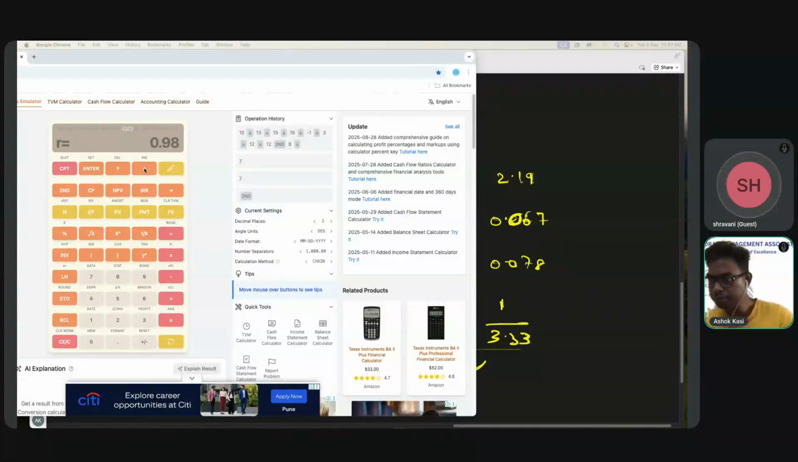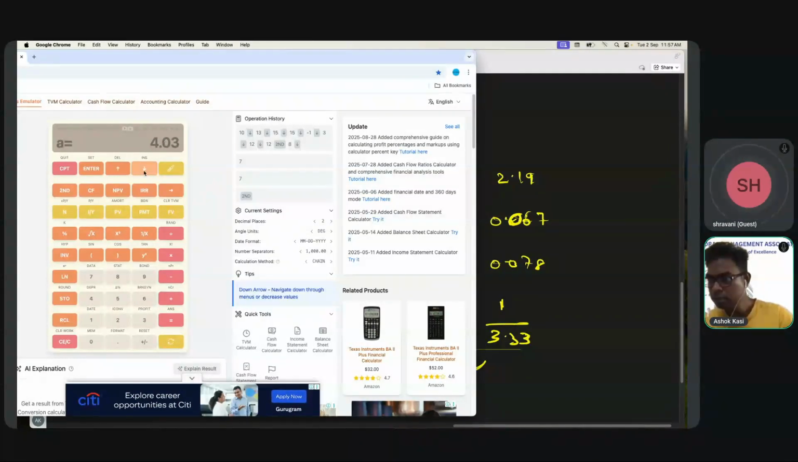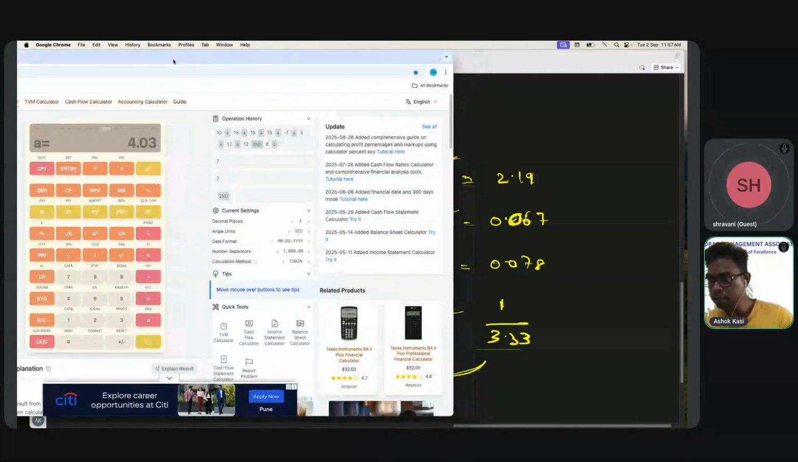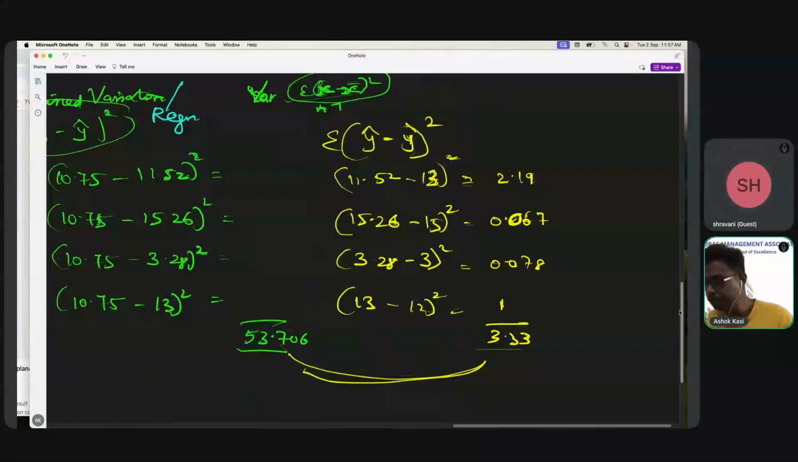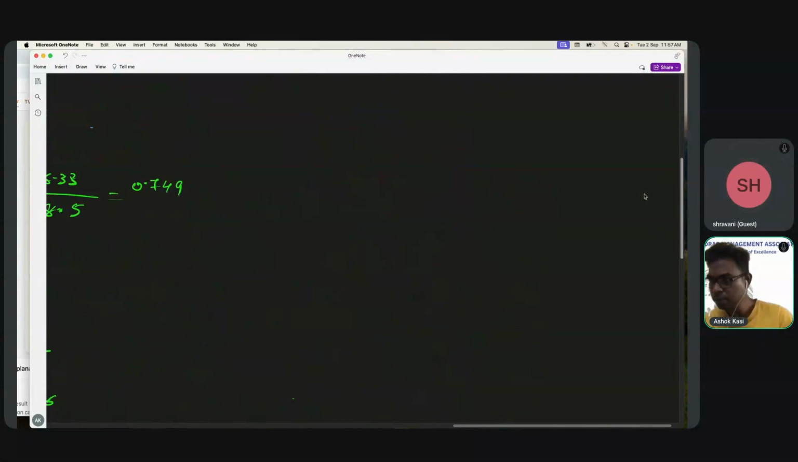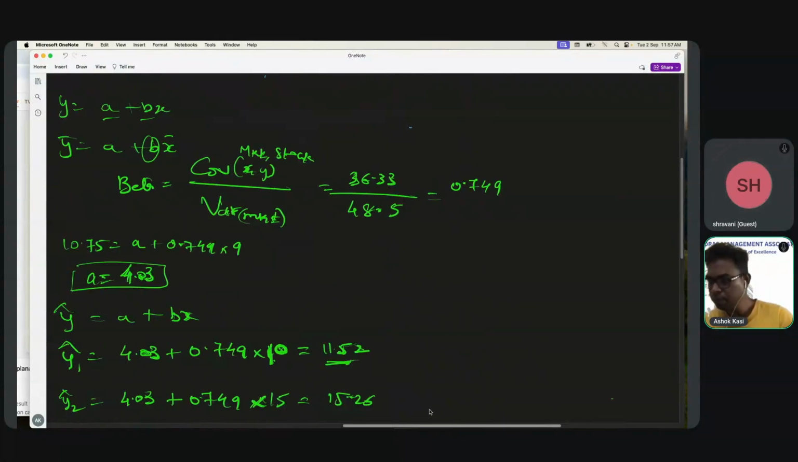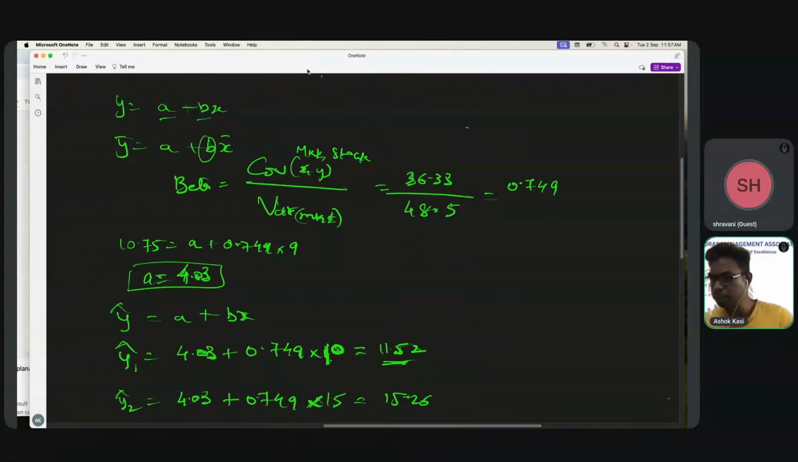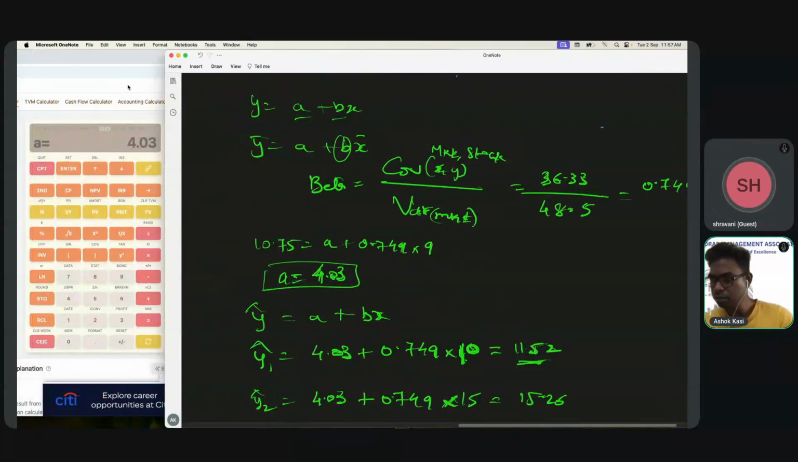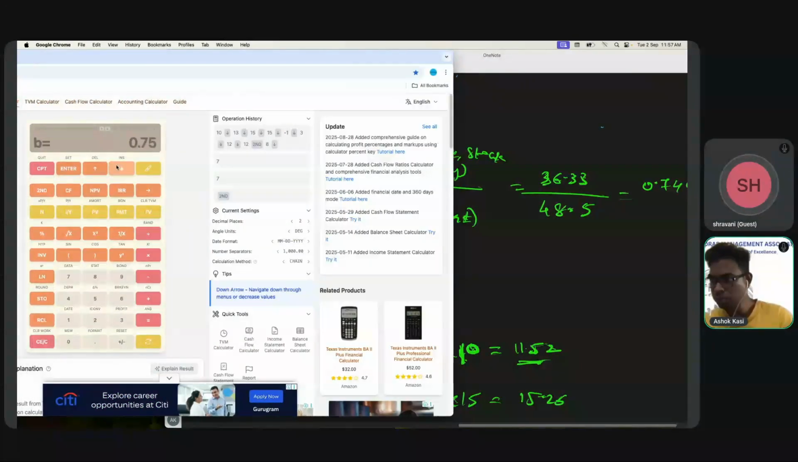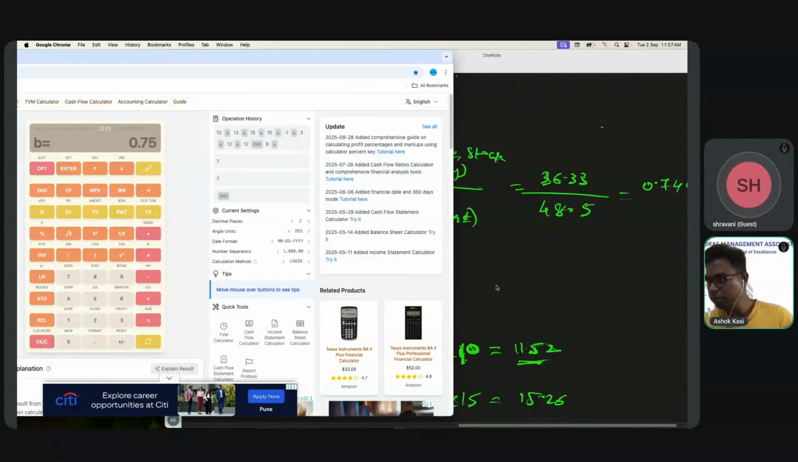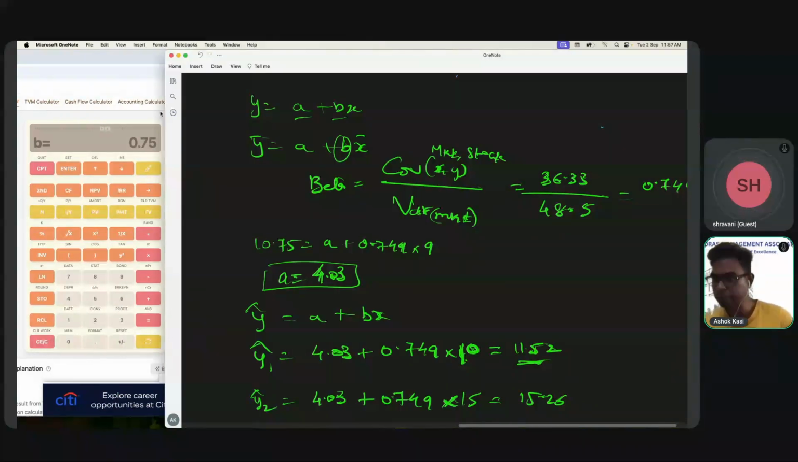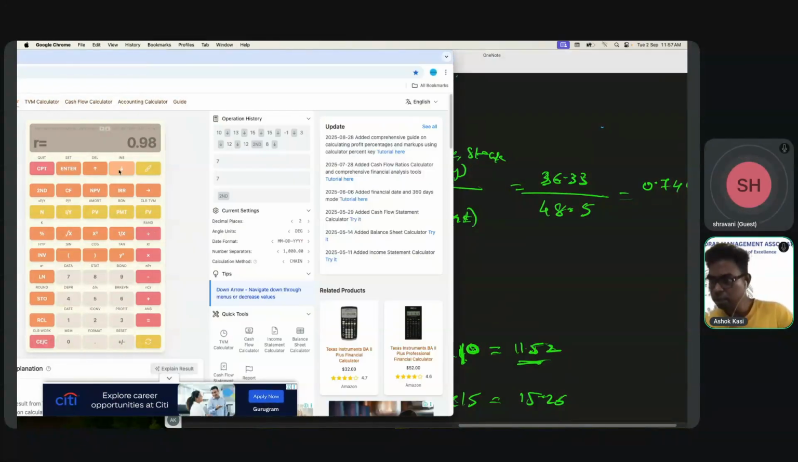So here, we can check all this. First of all, you come to this calculator. A intercept 4.03 is matching, right? So this is okay. B is 0.75, that is also matching 0.749. Then R is 0.98, which is okay.